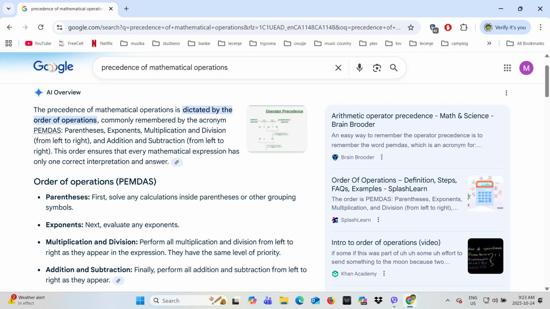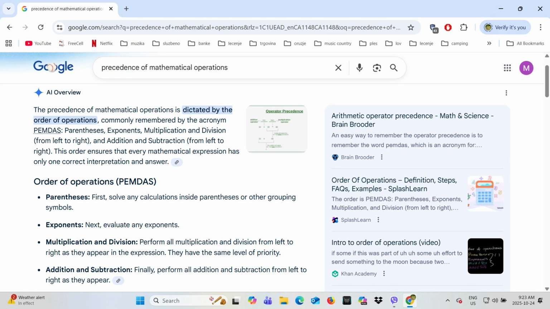The precedence of mathematical operations is dictated by the order of operations, commonly remembered by the acronym PEMDAS: parentheses, exponents, multiplication and division from left to right, and addition and subtraction from left to right. This order ensures that every mathematical expression has only one correct interpretation and answer.